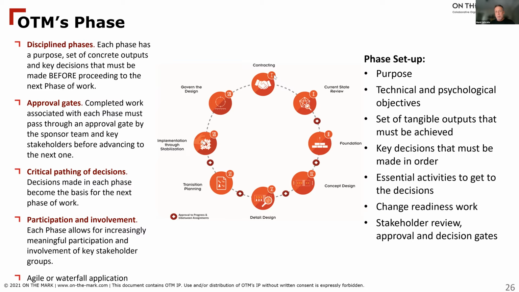It's also built in critical pathing of decisions. There are certain decisions that have to be made first, second, third. It's very simple. And of course, every phase allows for greater and greater involvement through the process. If you look at the right-hand side, each phase for us contains a purpose, the technical and psychological objectives, a set of tangible outputs, key decisions in the order that they need to be made, essential activities, change readiness work that has to be done or should be done, and then stakeholder review, approval and decision gates. So every phase has these elements in it.